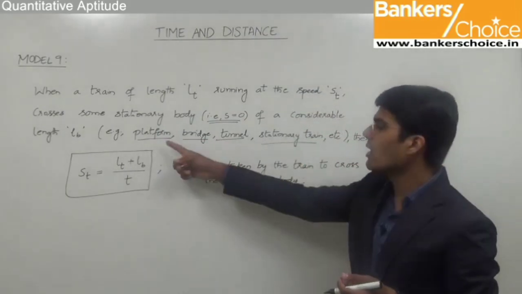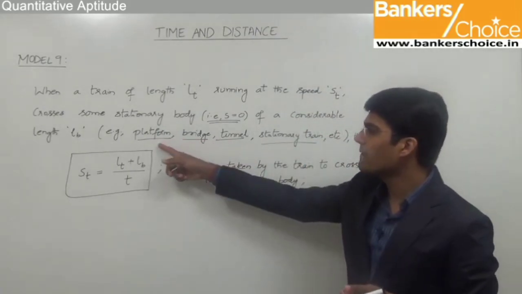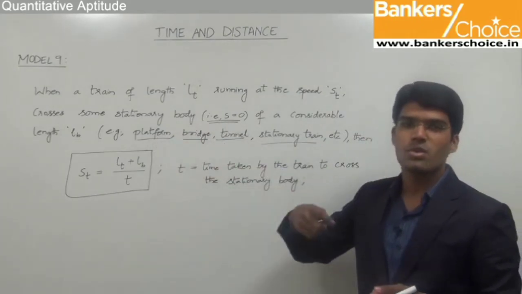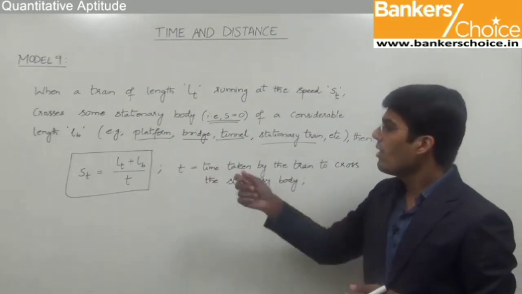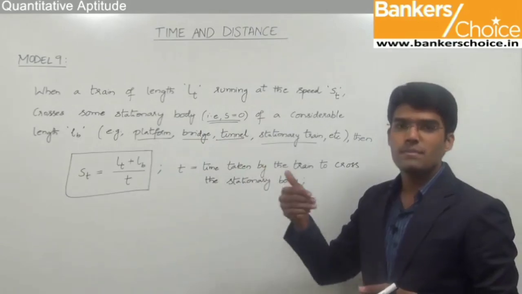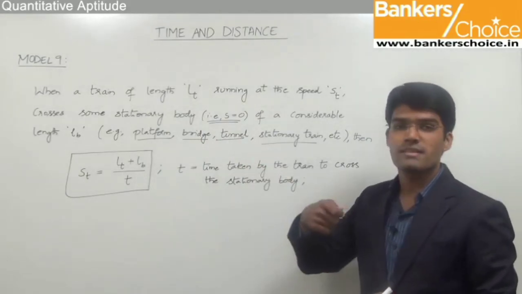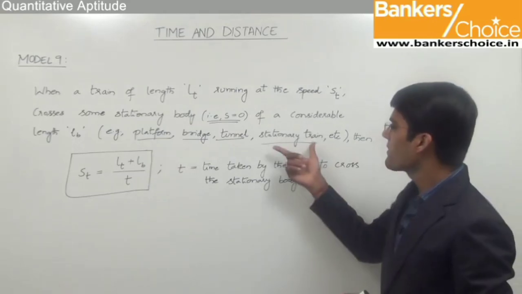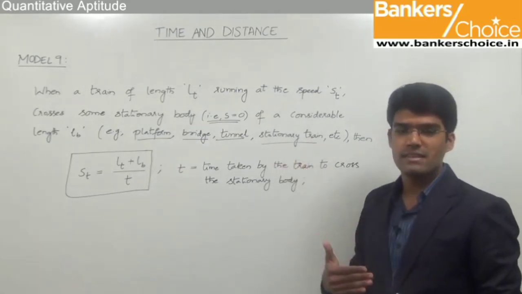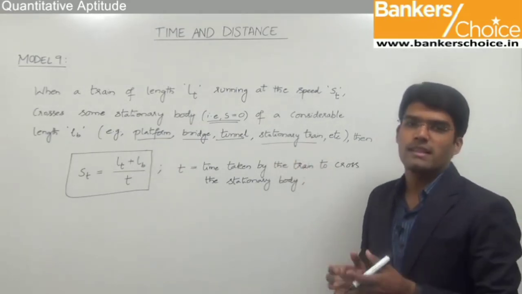So if you understand, in all these cases, that is for a platform, the speed is 0, but it has got a considerable length, that is LB. Or for a bridge or tunnel again, the speed is 0. Why? Because all these are stationary objects, but they have got some considerable length LB. And even in case of a stationary train, as it is stationary, its speed is 0 and its length is LB.